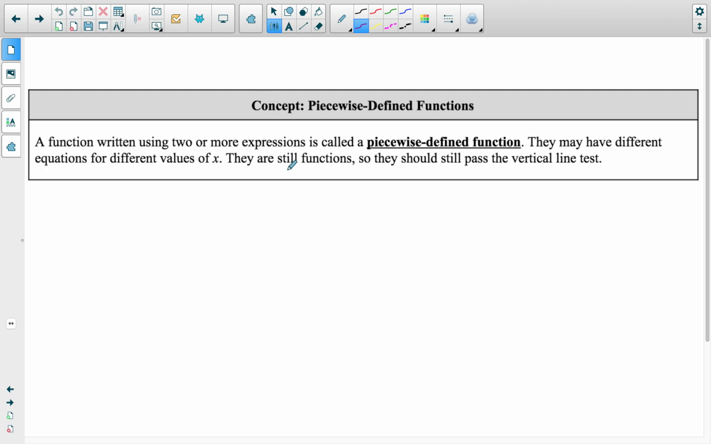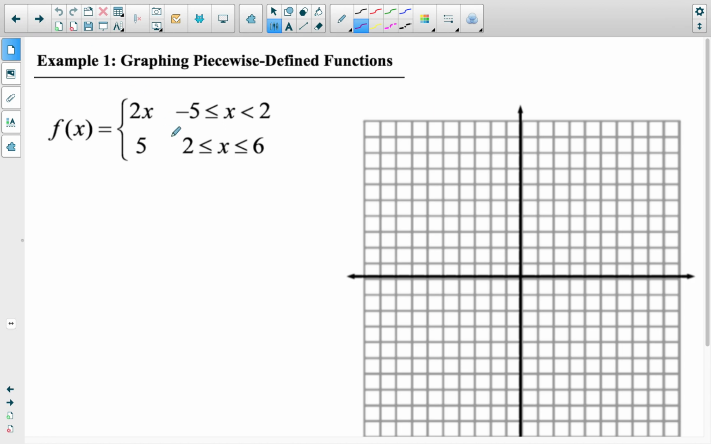These are still functions, meaning they should still pass the vertical line test, but it's going to be broken up into pieces. The easiest way to work with these types of functions is just to jump right in. So this first example, we would read this as f of x equals, and then there's a couple different things that f of x might equal depending on what x is. This bracket represents all the possible equations that we'll be working with.